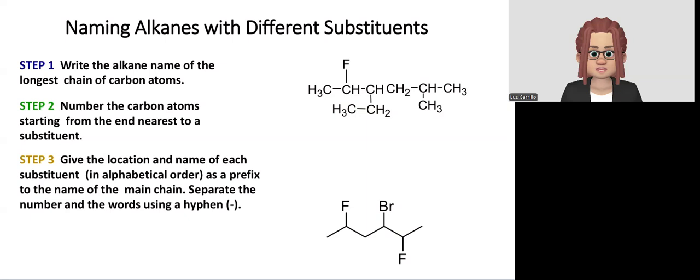Then we're going to number the carbon atoms starting from the end that is nearest to a substituent. And then we're going to give the location and the name for each of the substituents, specifically in alphabetical order. That's going to be the prefix to the name of the main chain. And remember that whenever we have locations, meaning numbers, and we have the name of the substituents, we need to separate them by a hyphen.